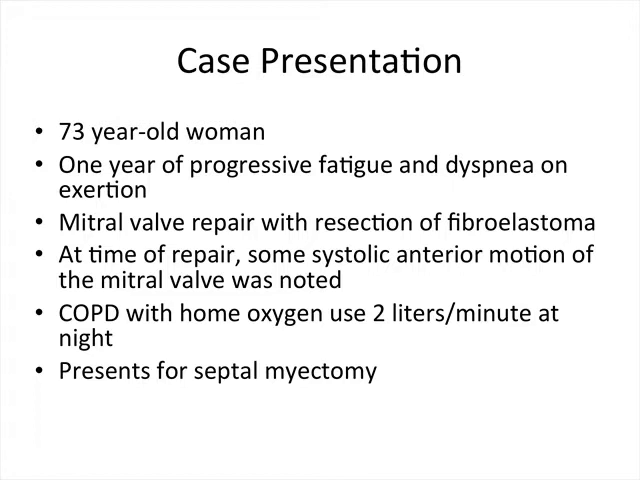She had a mitral valve repair with resection of a fibroelastoma in 2003. At the time of this first mitral valve repair, she was noted to have some systolic anterior motion of the mitral valve. She also has a history of COPD requiring home oxygen use of 2 liters per minute at night. Our patient presents for reduced sternotomy and septal myectomy to treat her hypertrophic cardiomyopathy.